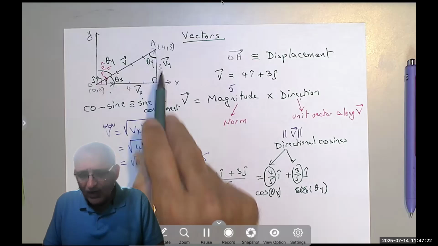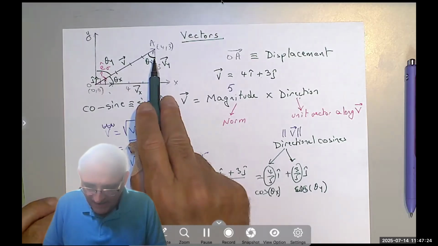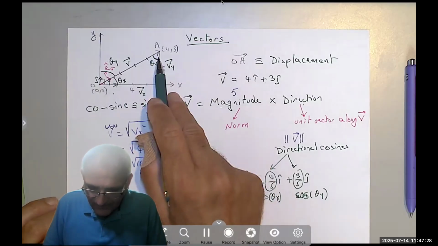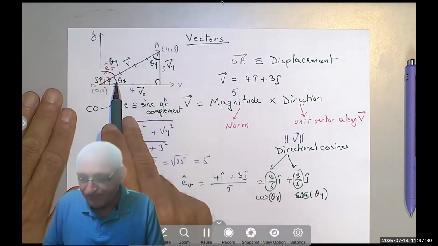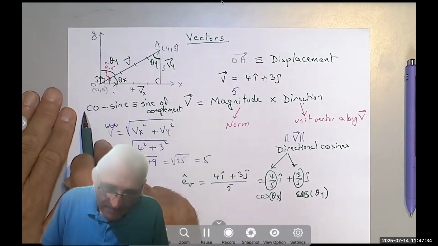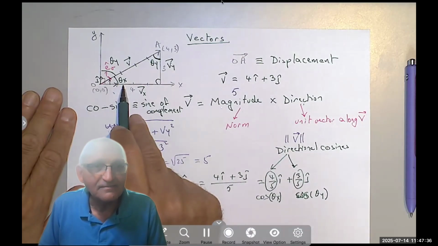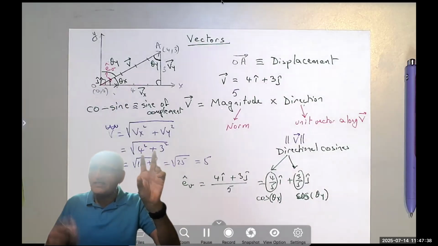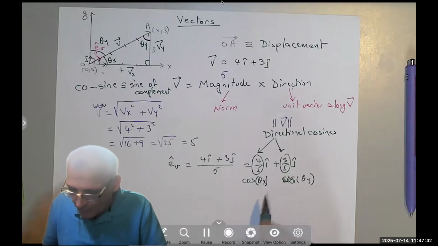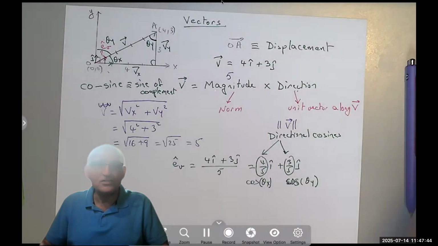So if I ask you, what is the sine of theta sub y? You say it's opposite over hypotenuse. Oh, the opposite of that is the adjacent of that. And that's why we say it's the sine of the complementary angle of x. So cosine is the sine of the complement. We know that. And here we refer to that as the directional cosine.